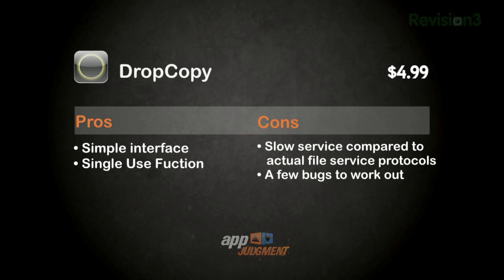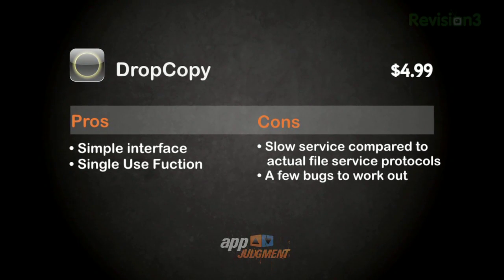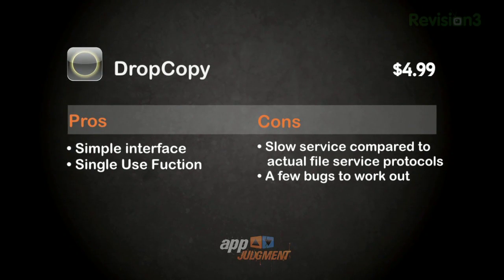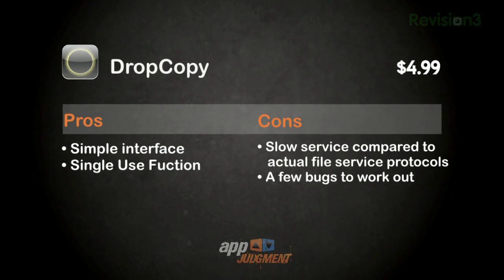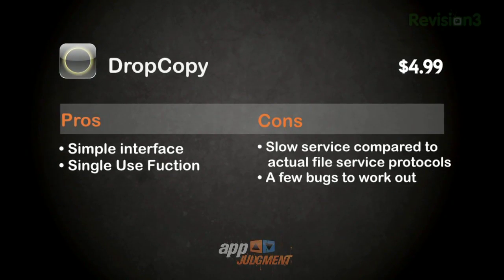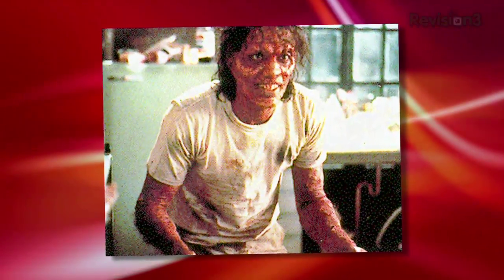All right, for your pros, the interface is simple, the function is simple, and it's simple. The only cons I have is that the file transfers are a tad bit slower than those other scary file service protocols I mentioned at the top of the show. I suggest you turn off preserved resource forks in your desktop settings if you're looking for speed. Just be careful on what type of file you're sending. It may end up looking like Jeff Goldblum in The Fly.